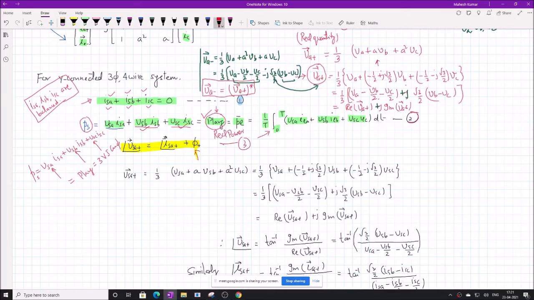Suppose we want a 30-degree lag or lead from the source, then phi is tan inverse of 30 degrees. This is the desired power factor between BSA plus and ISA plus. Here we use the symmetrical component concept, the concept of instantaneous symmetrical components. This equation only.